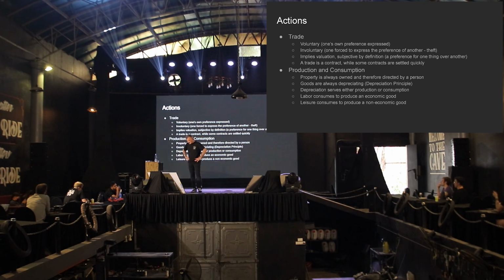Let me see what the bullet's saying. Okay, so trade is voluntary. We're not talking about involuntary action. So you're expressing your own preference. And we don't make any attempt to describe why it's a preference. Value is subjective, is what we say, right? We don't care why. It's explicitly excluded from the reasoning.